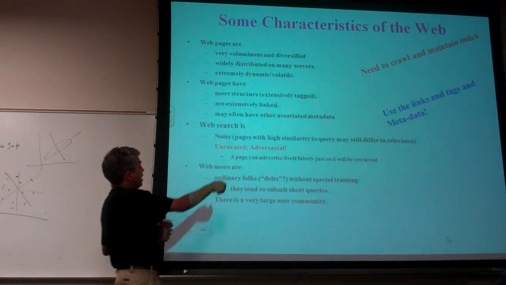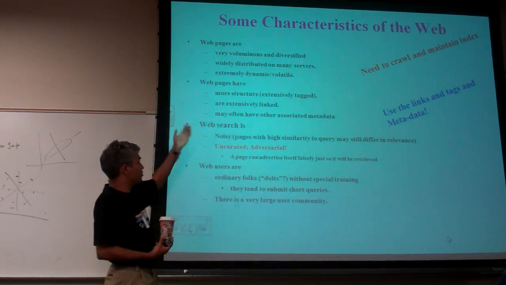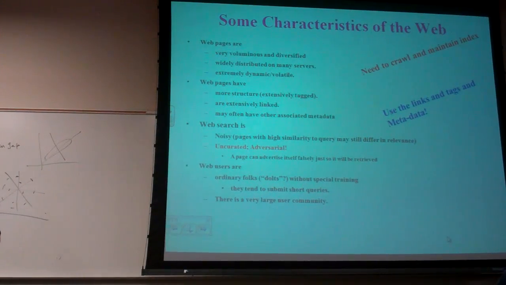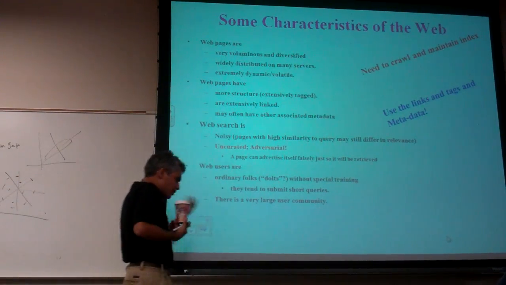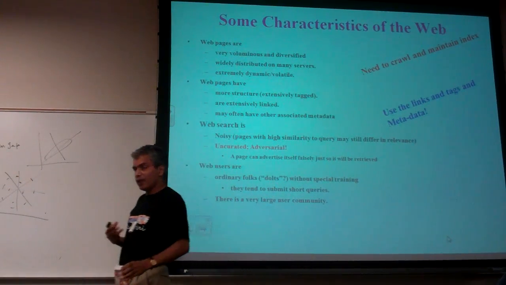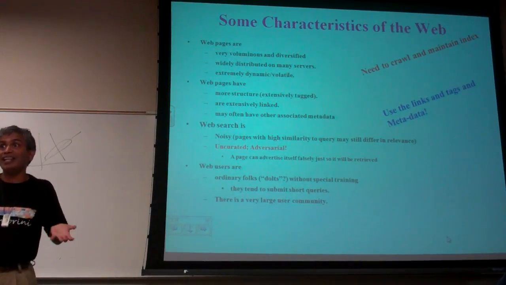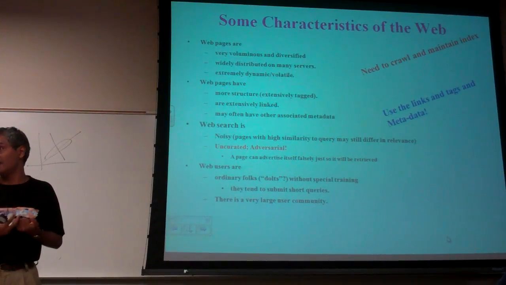Okay. Then the third thing is, web search is noisy. Pages with high similarity to the query may still differ in their relevance. Okay. Just because the query terms are present in the page doesn't necessarily mean two pages having the query terms are equally good. Two library books having the query terms might be closer to each other than two web pages having the query terms. In particular, it takes at least some time for people to realize, for example, that there is this particular program that everybody is using. They may be searching for how to, a manual on that program.